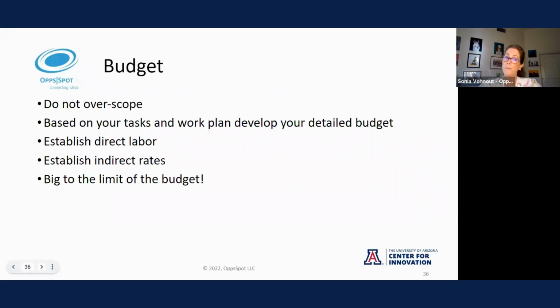Budget, don't overscope. We've described a lot the different components of the application in the proposal and how to relate them to the budget and how to use that information so that you can estimate your budget as best you can. Make sure that you understand the difference between direct and indirect rates and labor. Work with your accountant. You're going to have to justify this if they want to give you an award. And don't exceed the budgets. That will immediately disqualify you. Next slide.